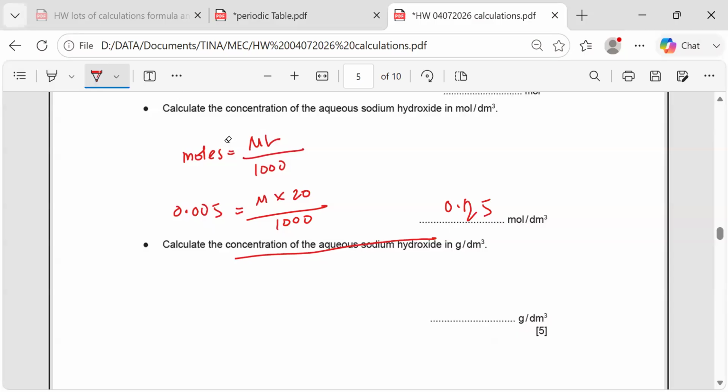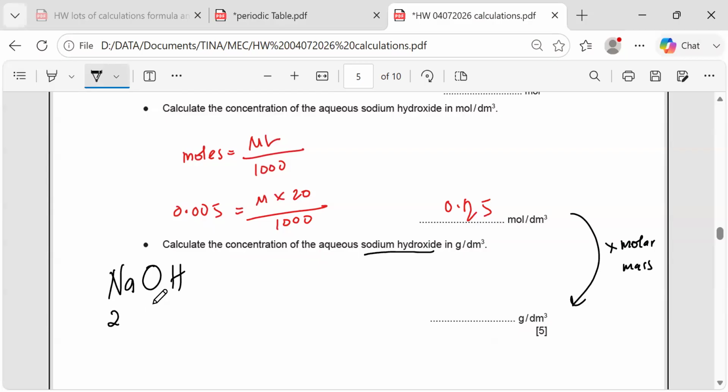So concentration. Remember, this one is multiply molar mass. From here to here, multiply 40. Sodium hydroxide, NaOH: 23 plus 16 plus 1, 40. So 0.25 times 40 equals 10.